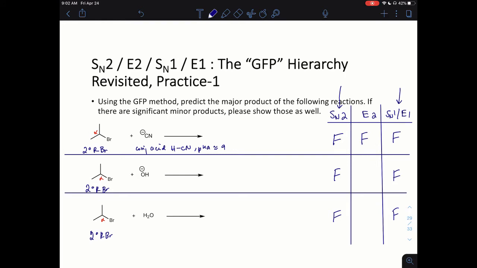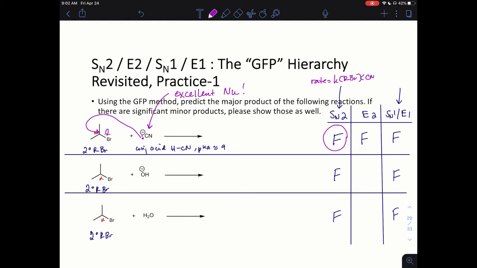Now, it's a tie. That's obnoxious, right? Well, we just need to look around and think about what's going on here. So cyanide is an excellent nucleophile, and that will help us favor SN2. So this is an excellent nucleophile. That will favor SN2. Remember, SN2 has a rate law that involves a nucleophile.